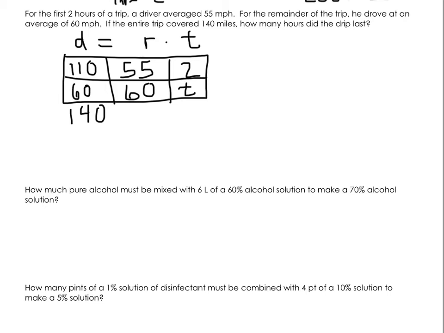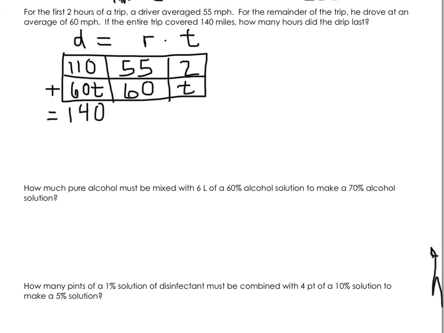60t will be our distance that we cover at 60 miles an hour. Now, we know that the first leg of the trip plus the last leg of the trip will equal 140. The entire trip covered 140 miles. So our equation we get from our first column, 110 plus 60t equals 140.